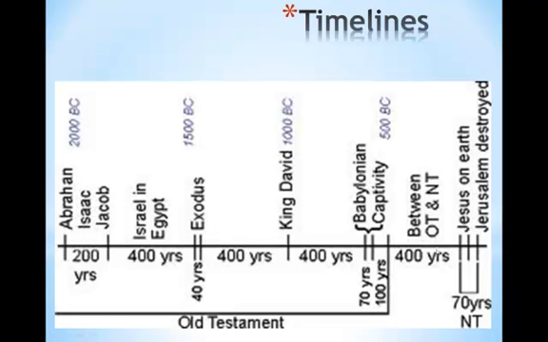So if you have a look here, everything in the Old Testament is in BC, before Christ. So in 2000 BC, Abraham lived. In 1500 BC, the Exodus happened. 1000 BC, King David lived. 500 BC, Babylonian captivity. And then in 1 AD, Jesus was born and Jerusalem was destroyed 70 years later.